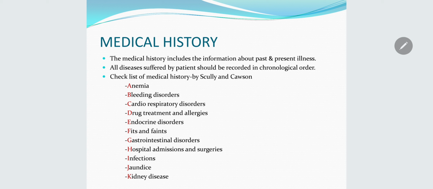Coming next is the medical history. For the medical history, Scully and Cawson have given a checklist: A, B, C, D, E, F, G, H, I, J, K. These are the systemic disorders and histories you have to note.